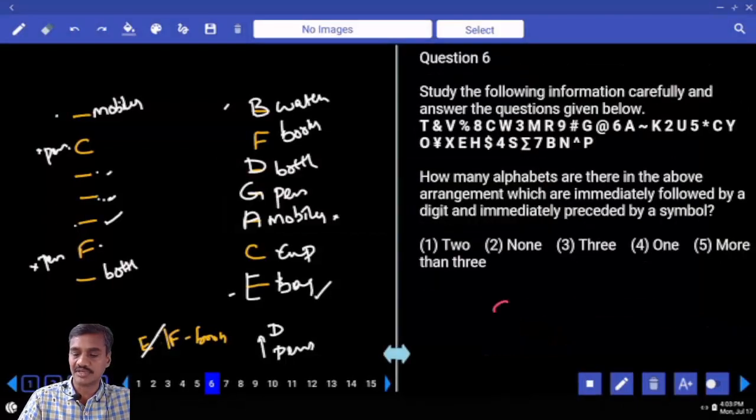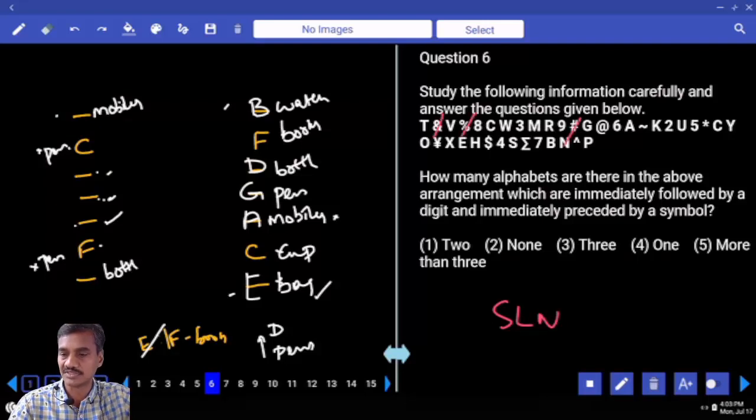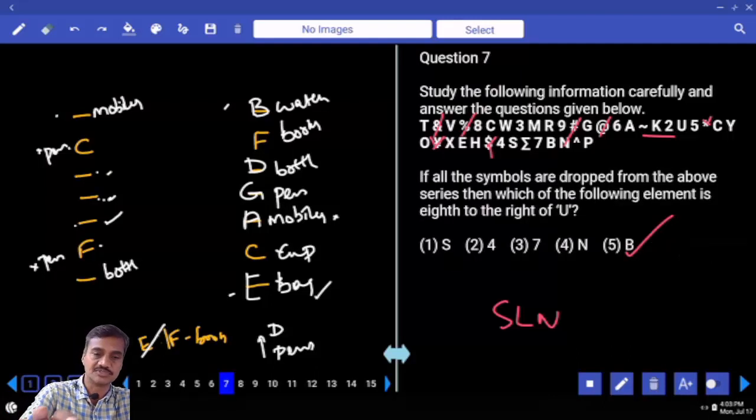Now in this, symbol, letter and a number. Symbol, letter and a number. This is one such case. And next one, symbol, letter but not number. Symbol, letter but not number is ruled out. And that's it. How many are there? There is only one of such type. That is the choice for question number 6.